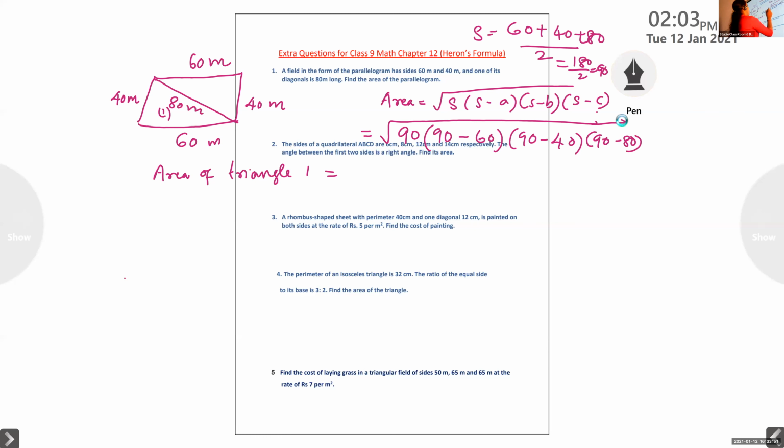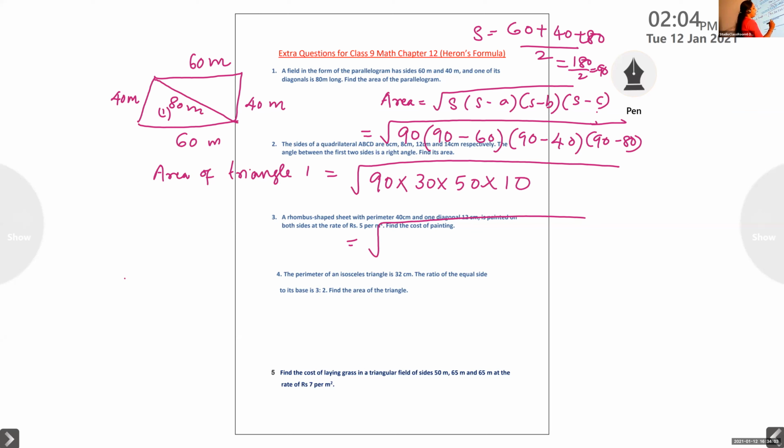So your answer is root of 90 into 30 into 50 into 10. So root of 9 into 3 into 5 into 10 into 10 into 10 into 10. Whenever you see too many zeros, you can split them and write like this. And this 9 is 3 into 3, into 3 into 5 into 10 into 10 into 10.